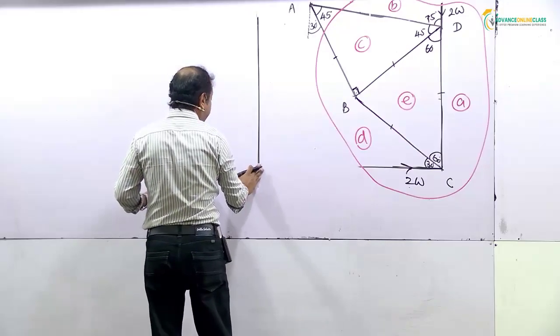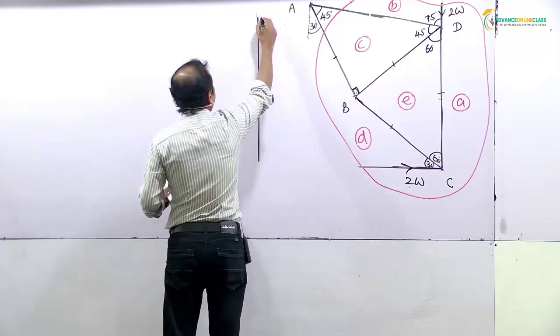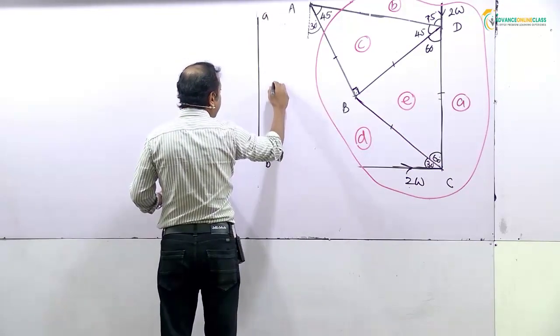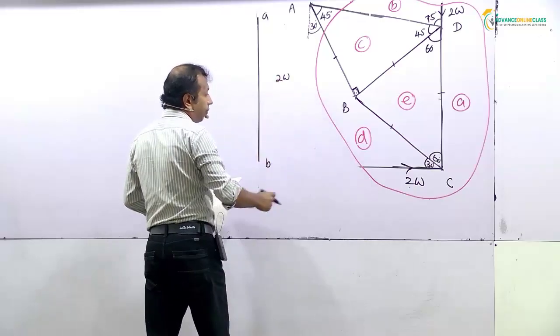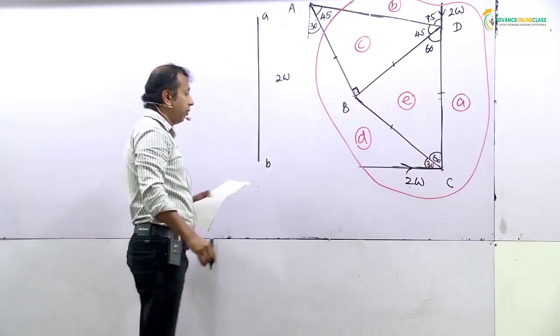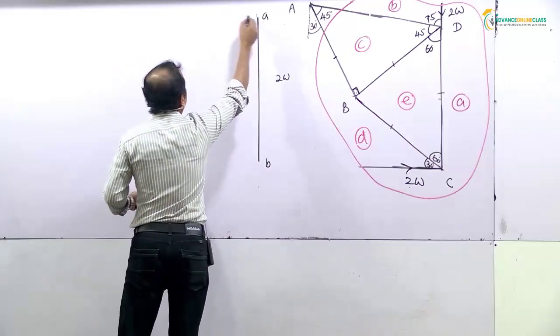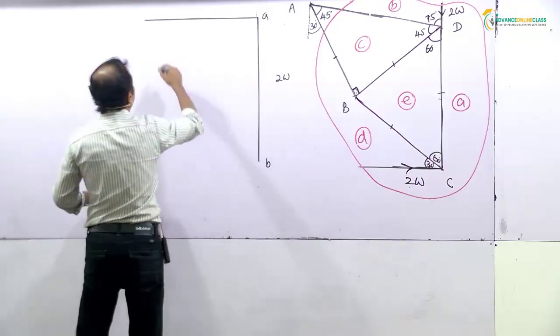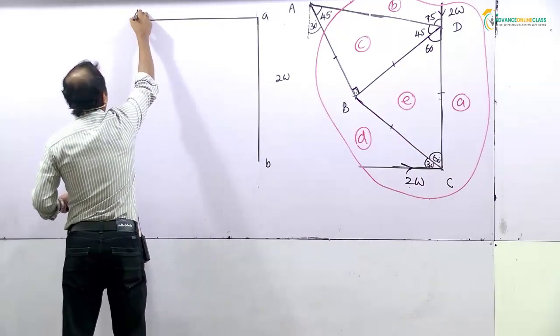AB downward 2W. 2W. No, say this B. This is 2W. Right. DA horizontal 2W. That means D point should be like this. Okay. D here, this is 2W.